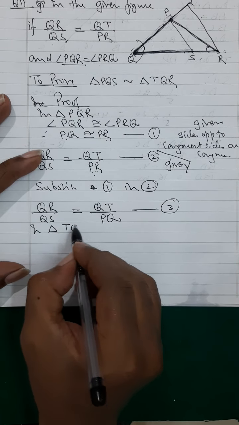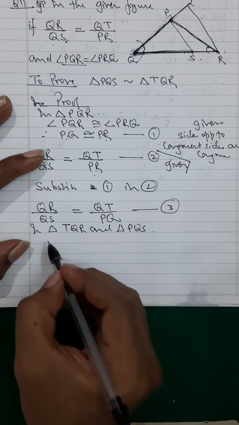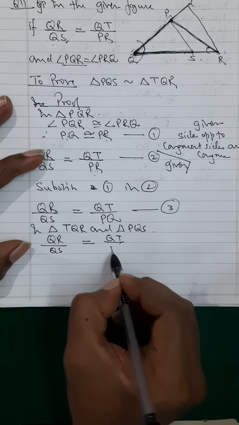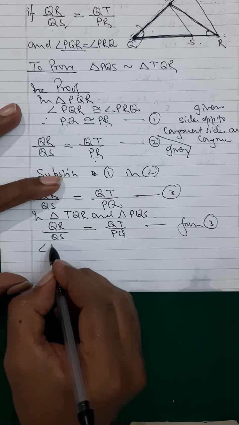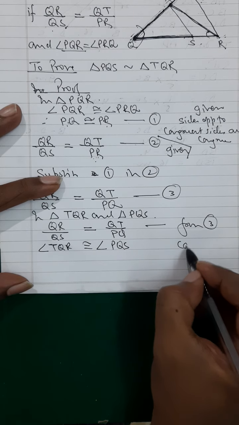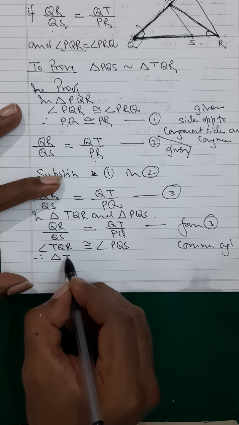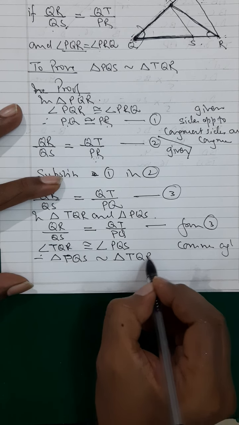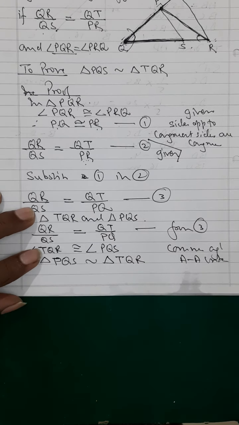In triangle PQR and triangle PQS, QR upon QS is equal to QT upon PQ from 3. And they have, and of course angle TQR is congruent to angle PQS. Reason is common angle. Therefore triangle PQS is similar to triangle TQR. Angle criteria.